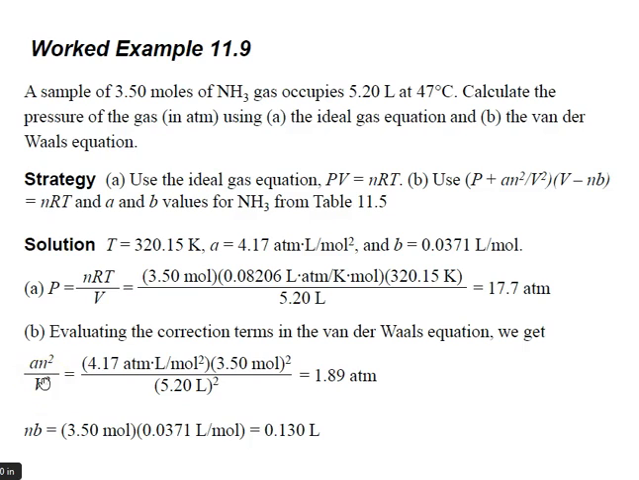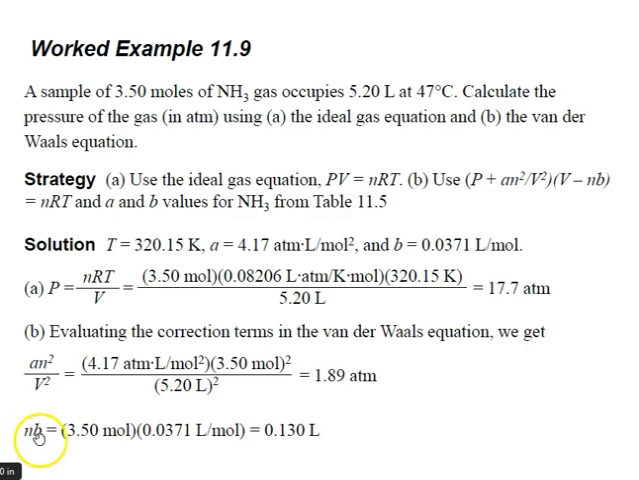We'll need to look up these values in a table. So they have tables with the values of these correction factors, or fudge factors if you will. And for ammonia, a is this value. Here's n, and then our V, which is of course just whatever volume is given. We're going to correct the volume in a moment. So we have an squared over V squared, and this comes out to 1.89.